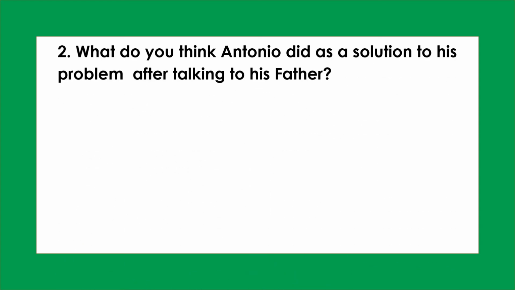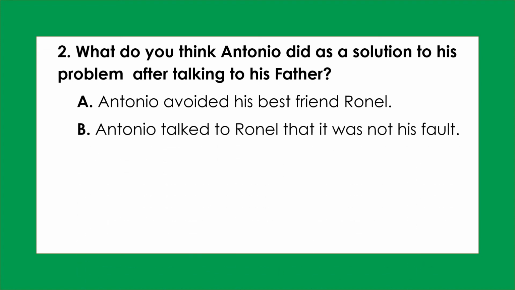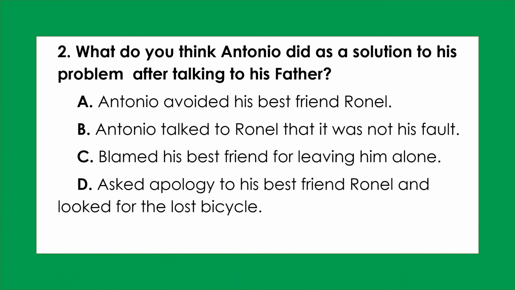What do you think Antonio did as a solution to his problem after talking to his father? A. Antonio avoided his best friend Ronel. B. Antonio talked to Ronel that it was not his fault. C. Blamed his best friend for leaving him alone. D. Asked apology to his best friend Ronel and looked for the lost bicycle. The answer is letter D. Asked apology to his best friend Ronel and looked for the lost bicycle.